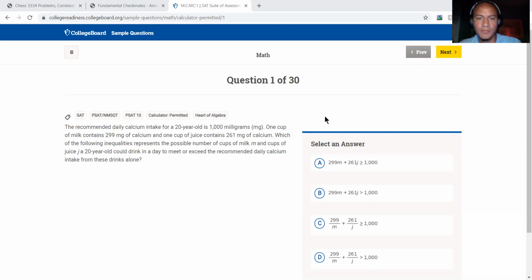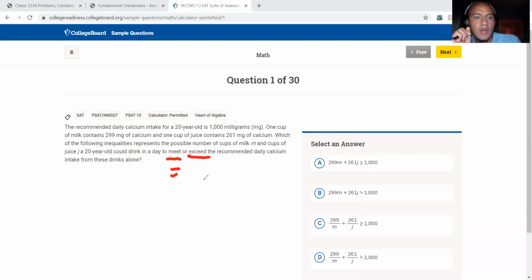Okay, so the first thing that I noticed when I was reading the question was that meet and exceed are key words. So let me go ahead and annotate that. Here we go, meet and exceed. Okay, that means that it has to be equal because meet means equal, and exceed means greater than. It could also be the other way depending on where you put the greater than number.